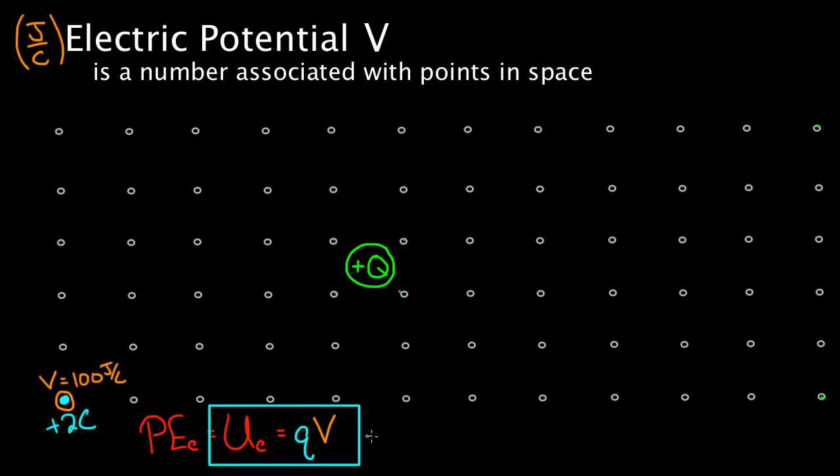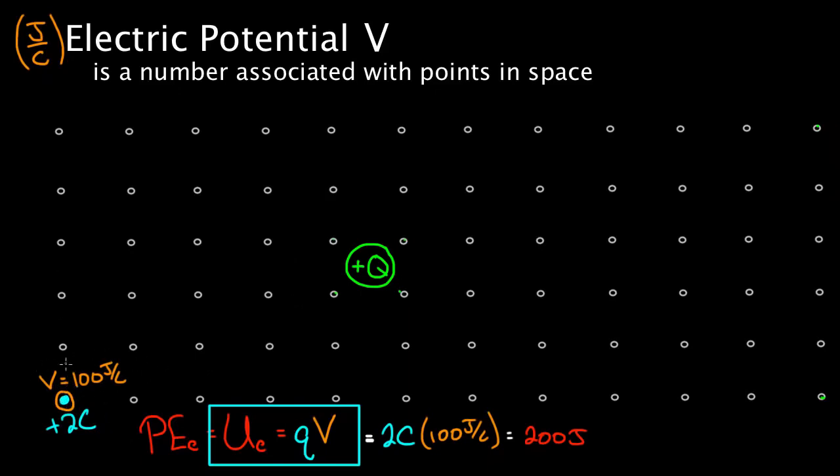So in this case, since I had 2 coulombs there, I'd multiply my 2 coulombs by 100 joules per coulomb, because that's the V value, and I'd get that there are 200 joules of potential energy now stored between these charges. So that's why we care about electric potential V. It's a way to figure out the electric potential energy for a charge that's placed at a point in space that has that V value.